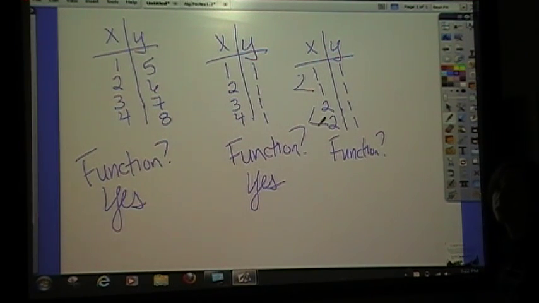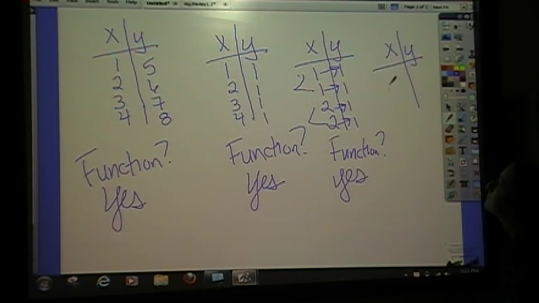Now, there is a catch. Yes, there are repeats, but I still am getting the same thing here. 2 goes with 1 both times. 1 goes with 1 both times. So this is still a function because even though there are repeats, if I plug in 1, I'm still just getting 1. If I plug in 2, I'm still just getting 1. So you guys are all asking now, so what's not a function?